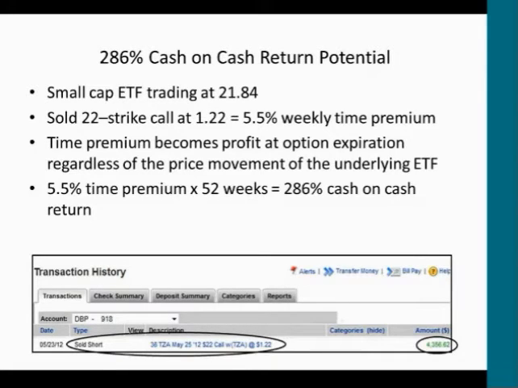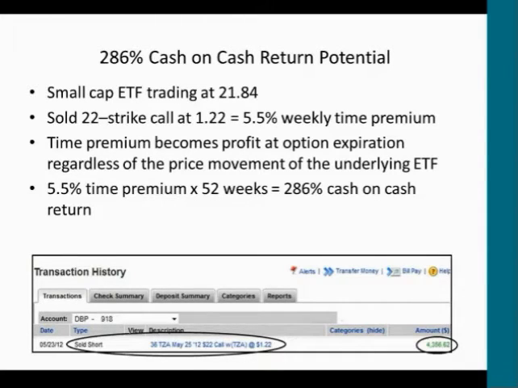The time value of the option decays over the course of the week, and the option loses all time value at expiration in one week. So if you're short that option, of course, that becomes all profit. I'm getting a 5.5% time premium profit on this ETF each week, and I get to keep that money no matter what the price of the underlying ETF does. If you multiply that 5.5% by 52 weeks, you come up with a 286% cash-on-cash return.